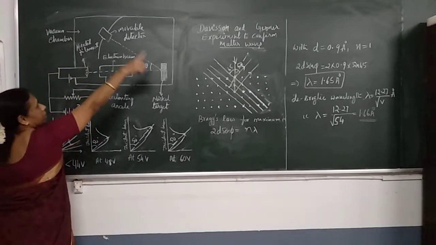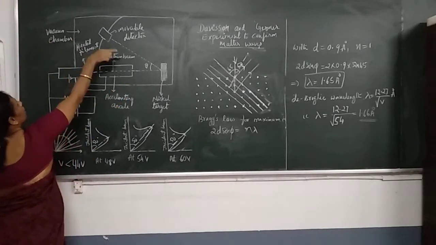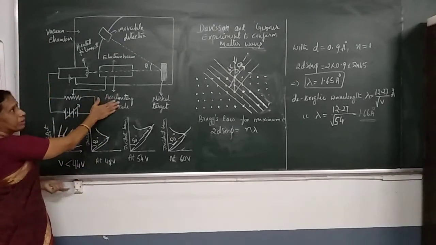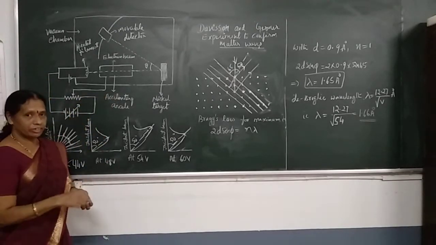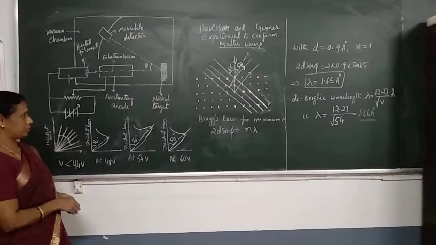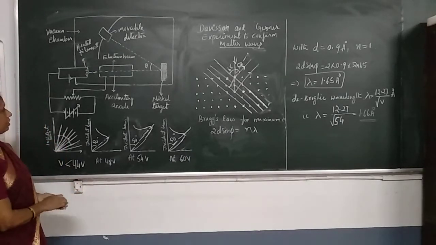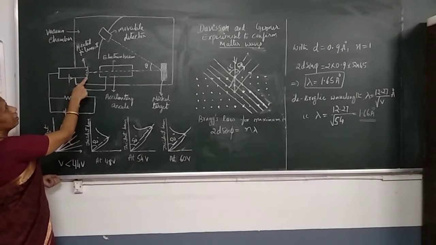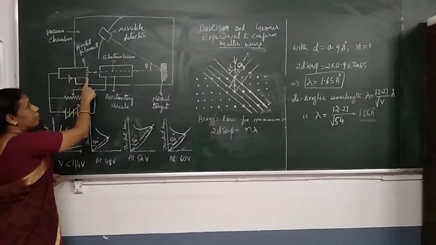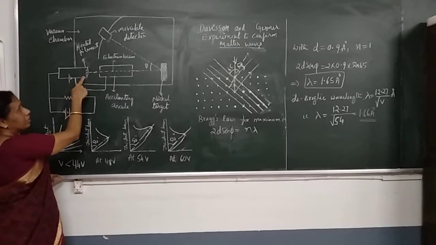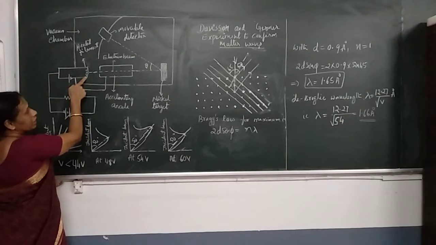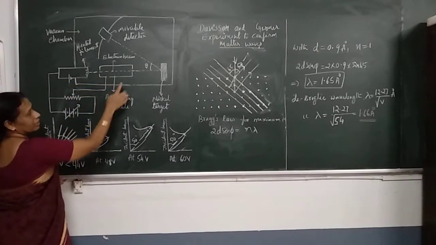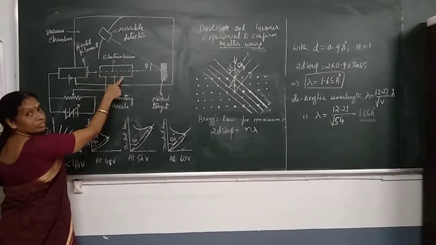And these things are kept in a vacuum chamber. Evacuation is maintained there. This is the experimental setup used by Davisson and Germer to prove the matter waves. And the experiment is here. This filament is heated electrically, so electron emission takes place. Thermionic emission takes place here. Electrons are emitted and they are accelerated towards the anode.